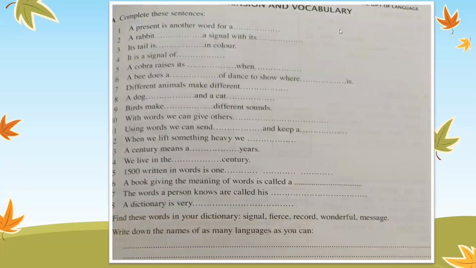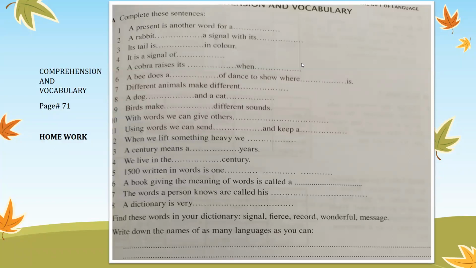Dear students, here on page 71, we have comprehension and vocabulary. This is comprehension and vocabulary, and we have exercise A. Now, dear students, what we have to do is fill in the blanks which are over here. I will try to fill the blanks and I will help you.